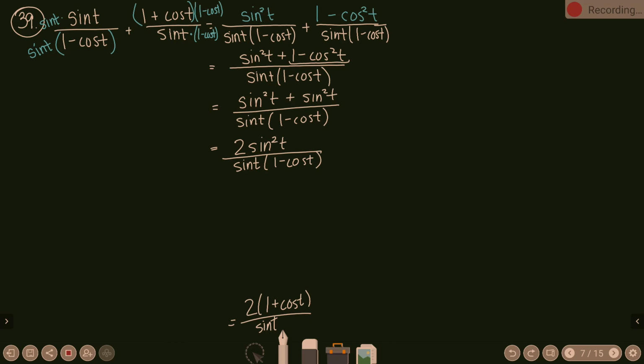On top, we have 2 times sine squared. What do we know about sine squared? Okay, according to Pythagorean identity, right? If sine squared plus cosine squared equals 1, then sine squared is 1 minus the cosine squared, right? Okay, hang with me. I don't think some of you believe me yet, but let's do it. So I'm going to keep 2. I'm going to change sine squared to being 1 minus cosine squared over sine times 1 minus cosine. We're almost there, believe it or not.